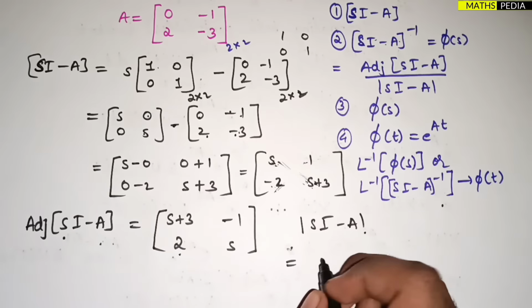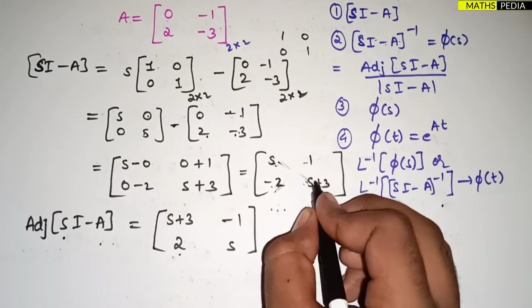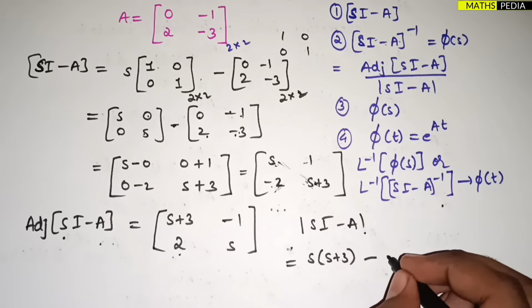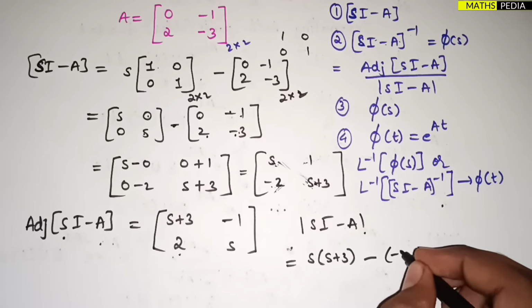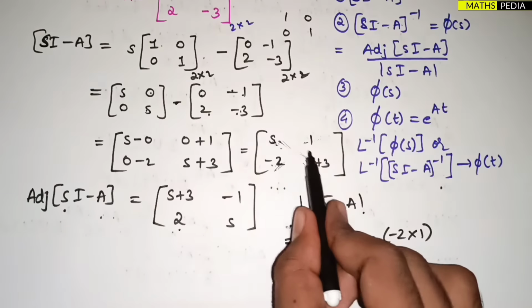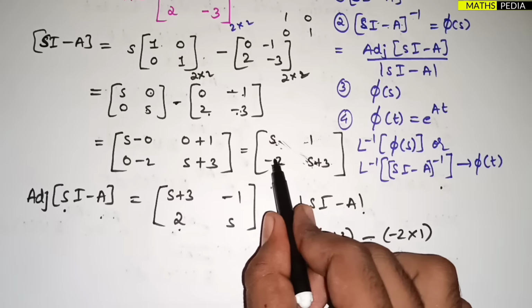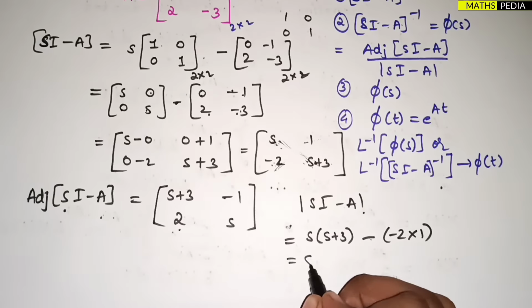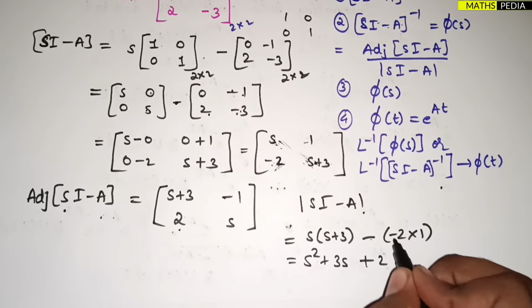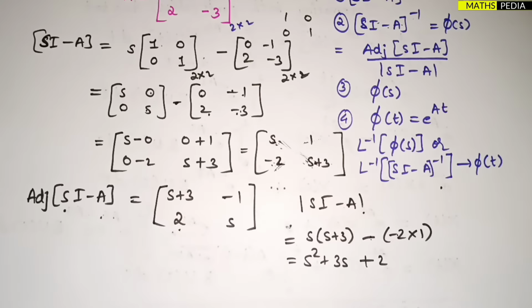S into the diagonal elements multiplied, S plus 3, minus the non-diagonal elements multiplied, minus 2 into 1, correct? Minus sign you have to see carefully, okay? So S into S plus 3 minus 2 into 1. So what will happen? S square plus 3S plus 2, correct? Minus into minus, it's plus 2. So we have got S square plus 3S plus 2.